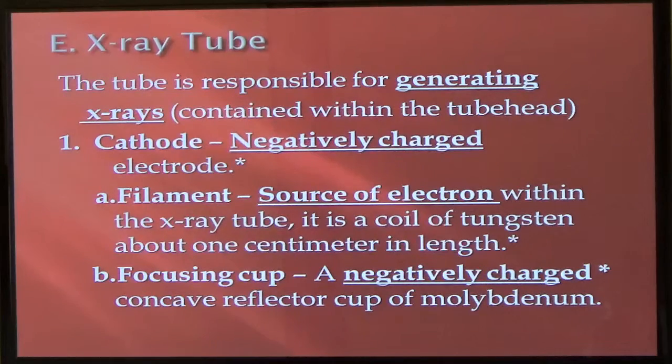Filament, and I'll show you a picture right now. The filament, the source of the electrons within the X-ray tube, is a coil of tungsten about 1 centimeter in length. So you have a cathode, which is negative, and a filament, which is a tungsten coil about 1 centimeter in length. And you have a focusing cup, which is going to focus all that energy to a target, which is a negatively charged concave reflector cup of molybdenum. Those I think are all either matching or multiple choice.